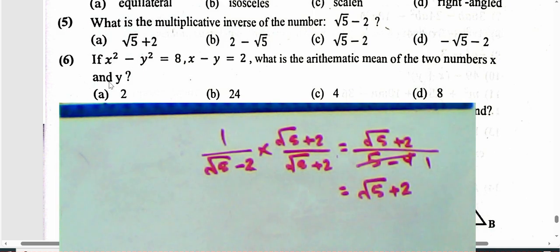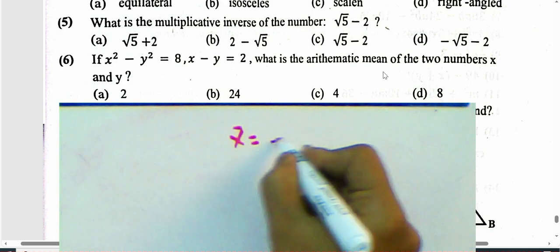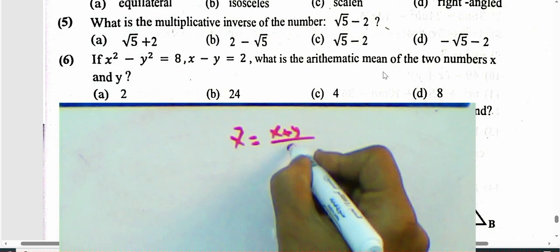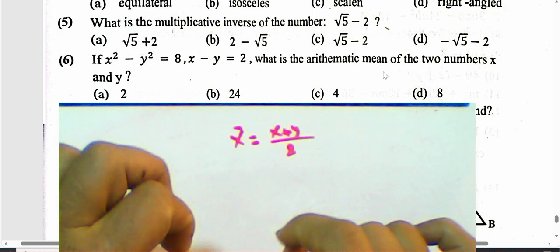If x power 2 minus y power 2 equals 8 and x minus y equals 2, what is the arithmetic mean of the two numbers x and y? What does the arithmetic mean? Arithmetic mean, x bar, equals the sum of x and y divided by 2. Pay attention: for the arithmetic mean, you must find x plus y and then divide by 2.